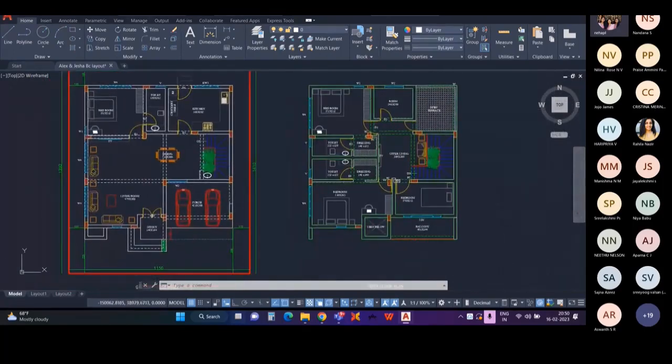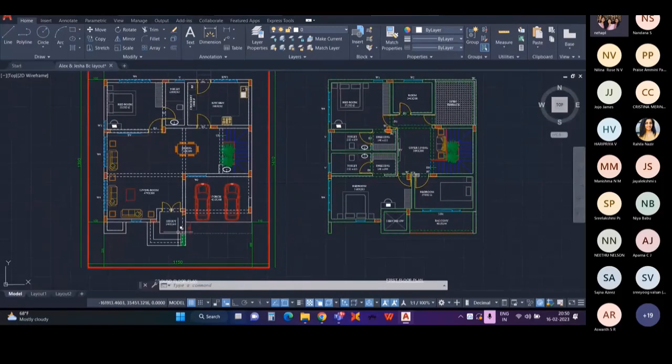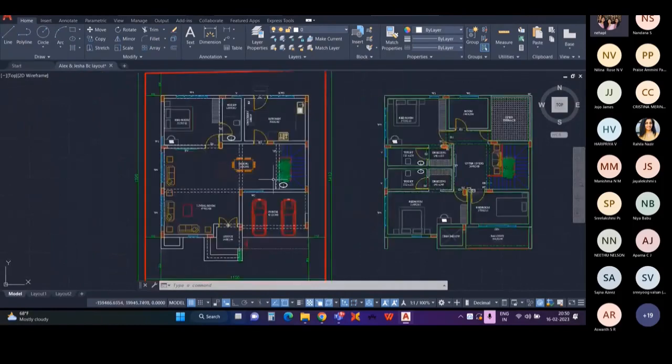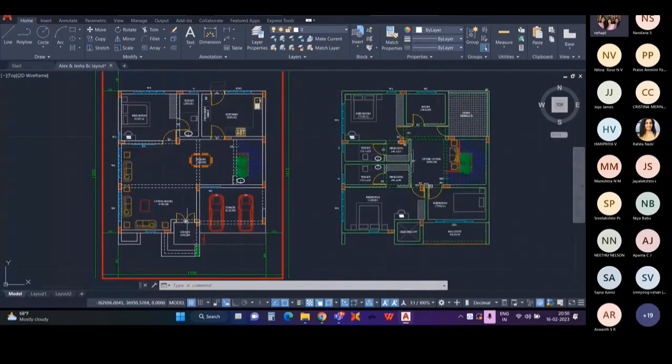So this is the beam column layout. We have drawn the beams and also placed the columns. This portion is the preliminary beam column layout that we prepare.